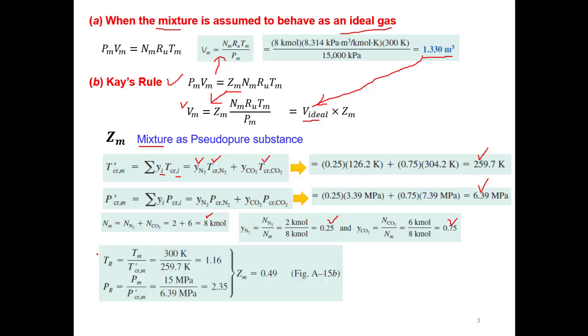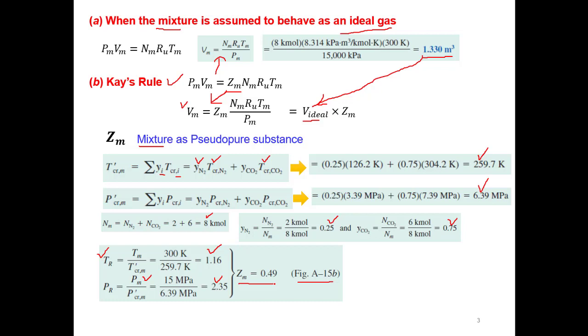The reduced temperature for the mixture is the given temperature of the mixture divided by the critical temperature of the mixture. Similarly, the reduced pressure for the mixture is the given mixture pressure divided by the critical pressure of the mixture. Once we have the reduced temperature and reduced pressure, as we know from chapter 3 of Thermodynamics 1, you know how to read the compressibility factor from figure A-15b, which is given in the appendix of the book. From that you will read the value of Zm to be 0.49.